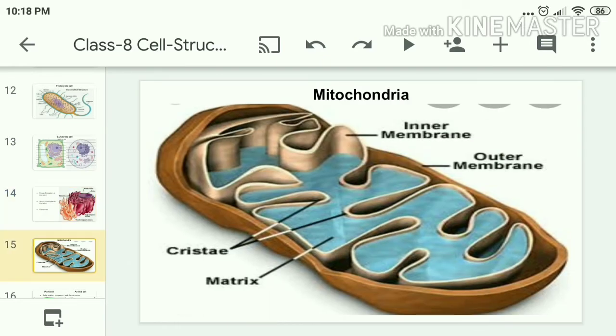And another organelle is mitochondria. They are tiny, oval-shaped organelles bounded by a double membrane. Mitochondria help convert the chemical energy stored in food into a form of energy usable for cells to carry out their functions. Hence, mitochondria are also called the powerhouse of the cell.